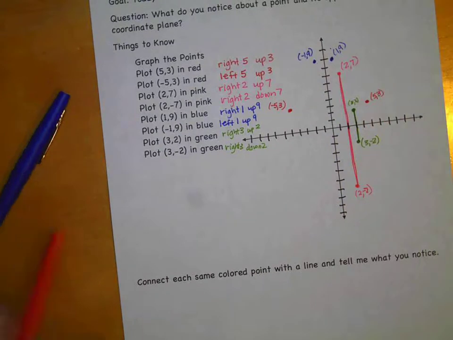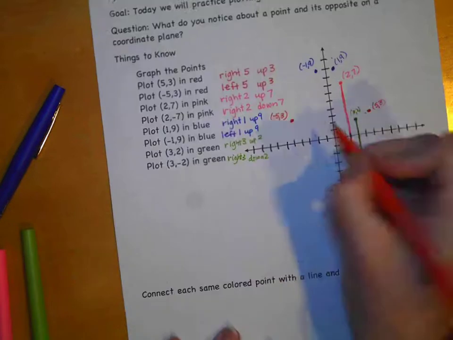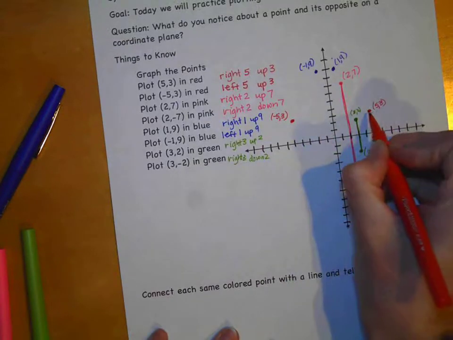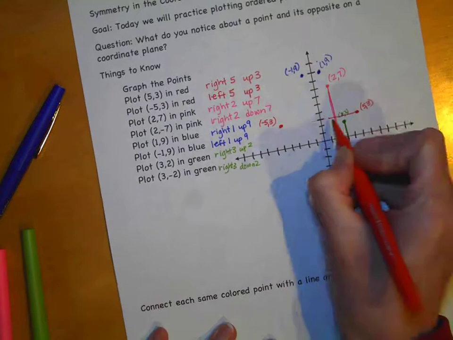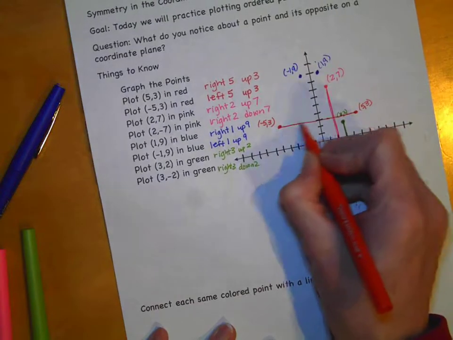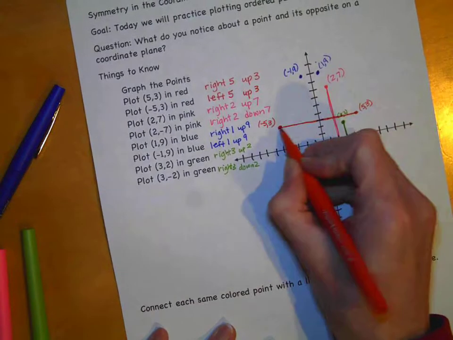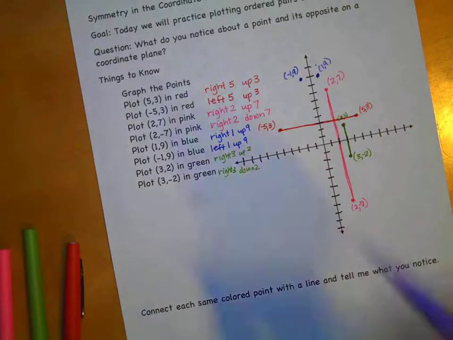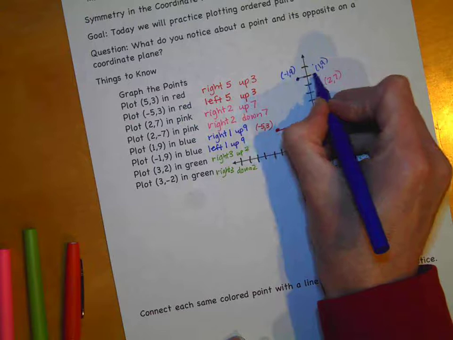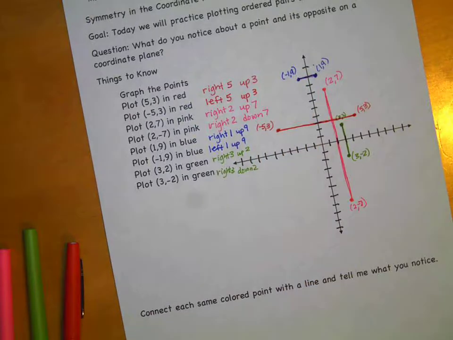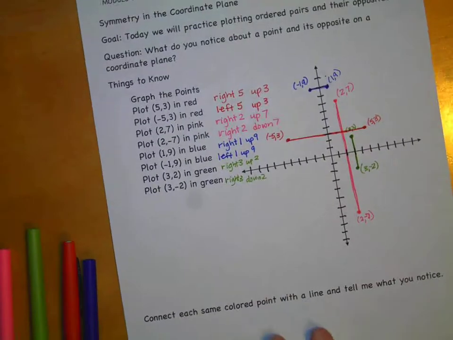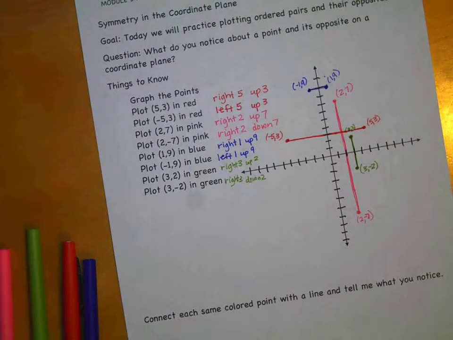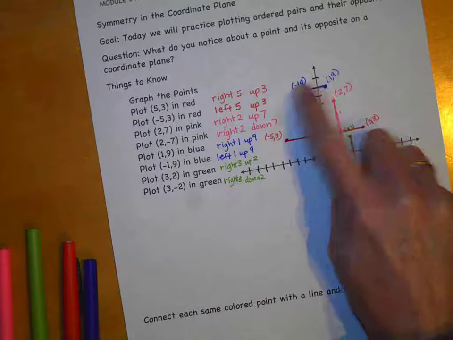Okay, and then I'm supposed to connect these two through a line. Oops, sorry. That's pretty interesting, right? And then lastly, it says to connect these two through a line. Okay, and so what I'm seeing is that they have at least one spot in common.